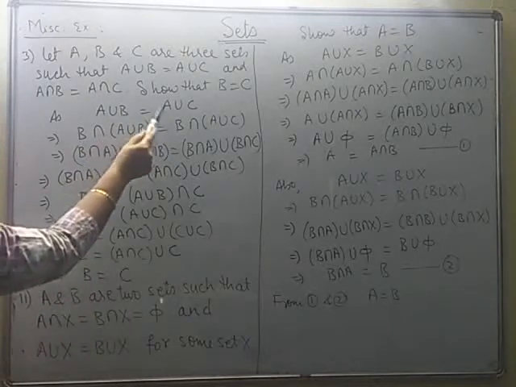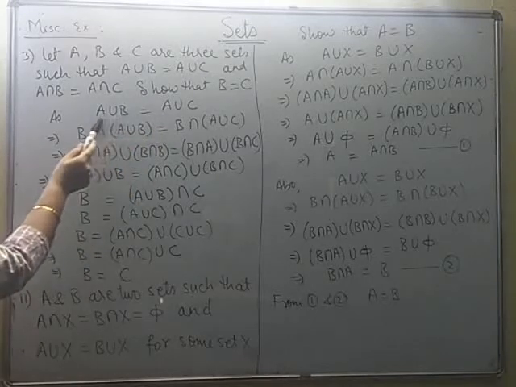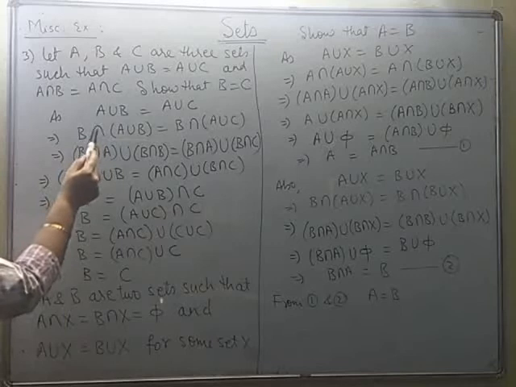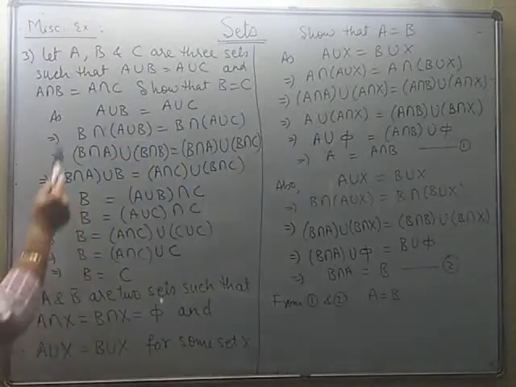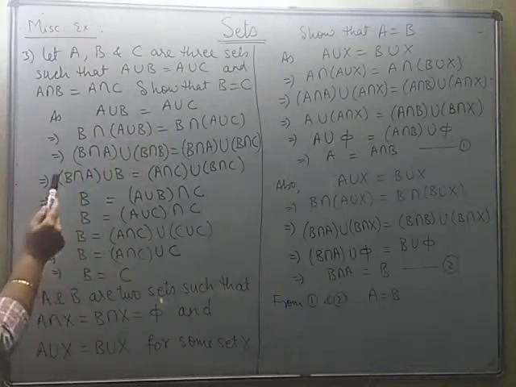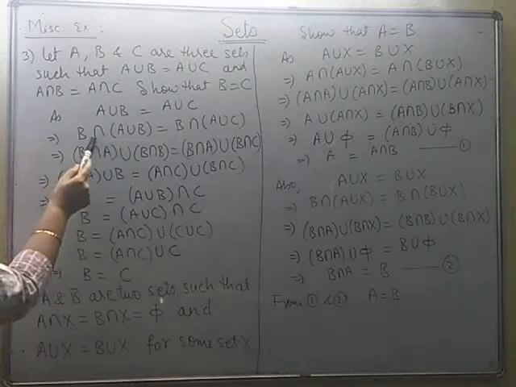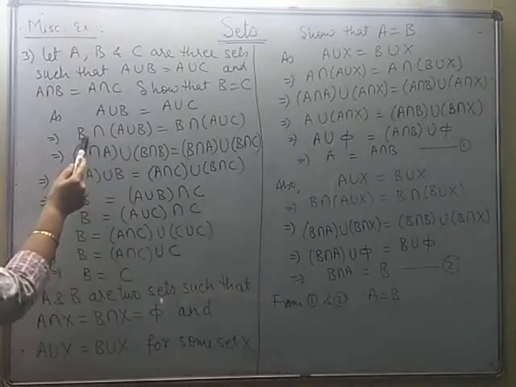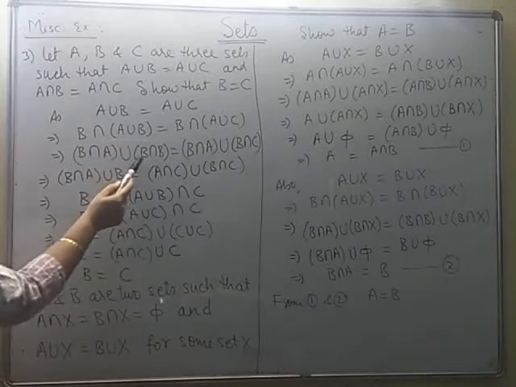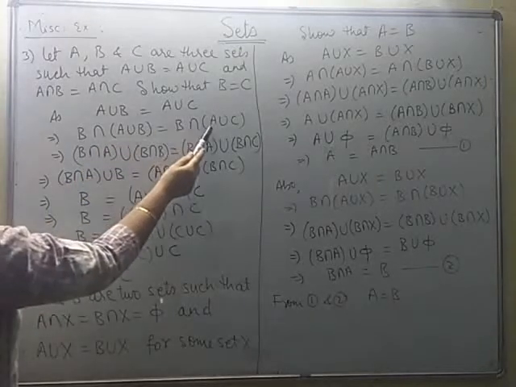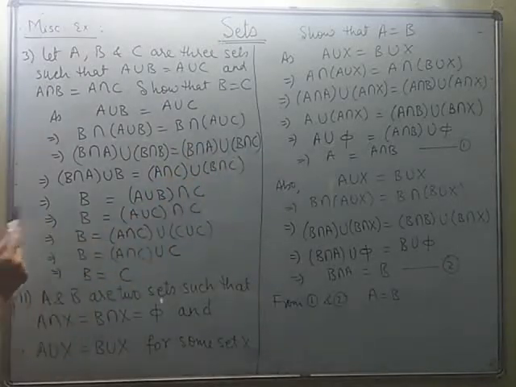If I take their intersection with the same set, then that will also be equal. So I have taken the intersection of this set with B on the left hand side, same as being done on the other side. Okay, so they both will be equal to each other. Now applying the distributive law on both sides, we will distribute intersection over union. It will be B intersection A, then union B intersection B. On the right side, B intersection A, union B intersection C.